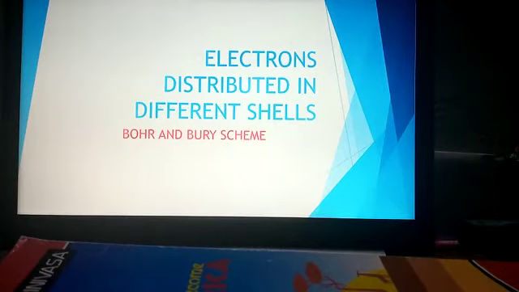Welcome back to today's class, children. Today we are going to discuss the electrons which are distributed in the different shells, that is, according to the Bohr and Bury scheme.